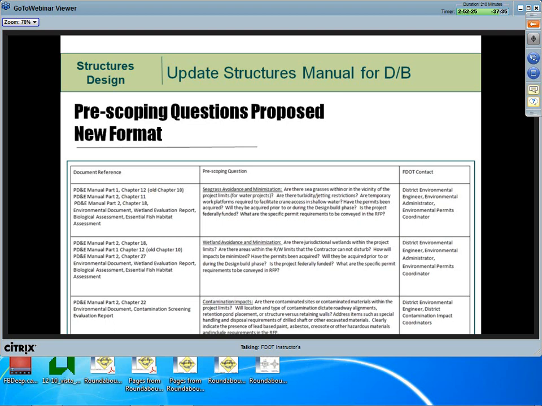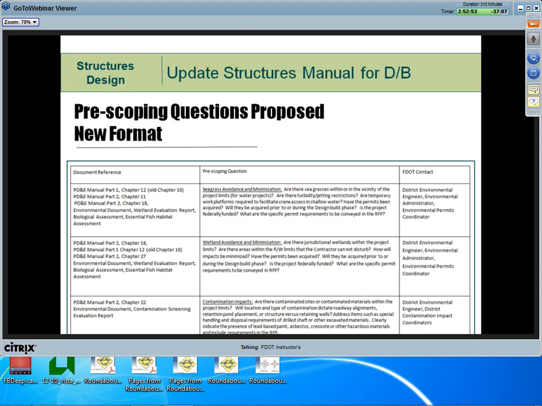For instance, the first question here involves whether the site has seagrasses and gives associated construction access and permit-related constraints that may need to be included in the RFP. You know, things related to turbidity and that sort of thing. The third column specifies the FDOT responsible contact that needs to be involved. This is usually the FDOT discipline expert in that area.